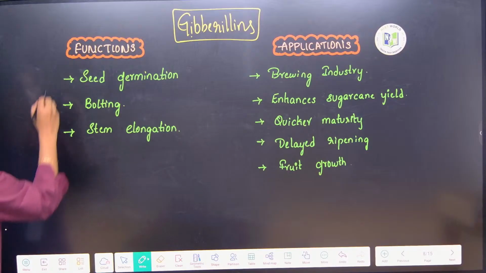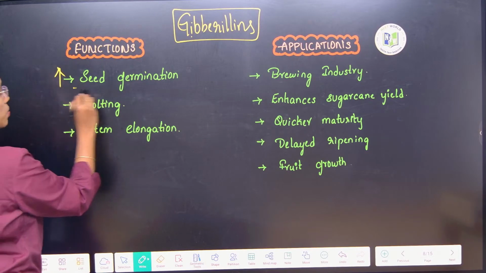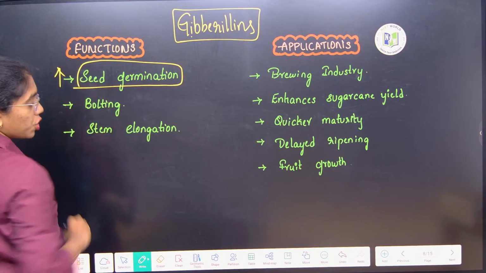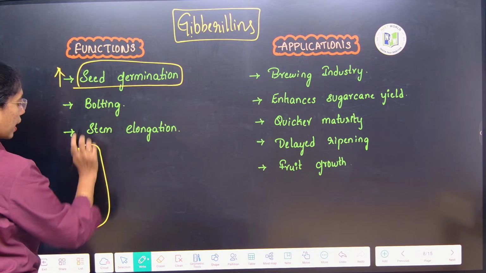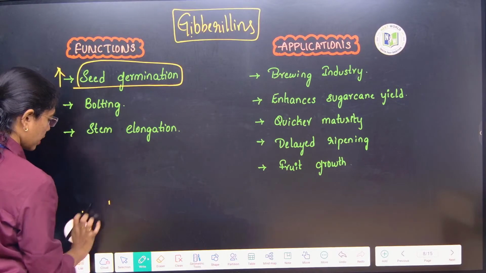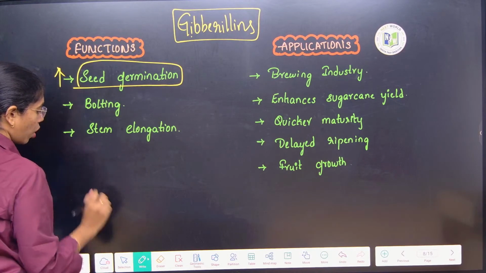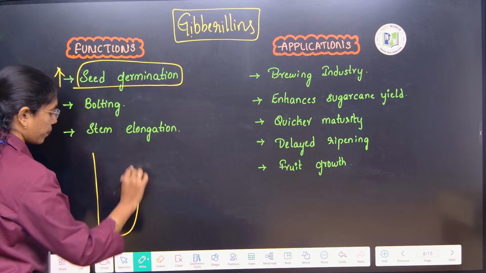Gibberellins will promote the seed germination. This I will explain very clearly by taking an example of a monocot seed. Let me take an example of maize seed.